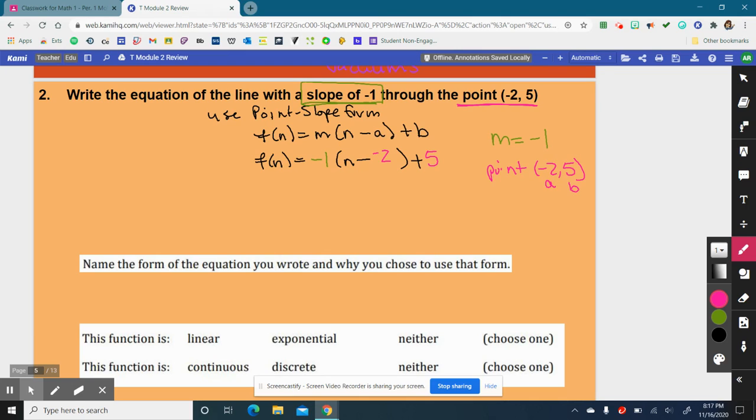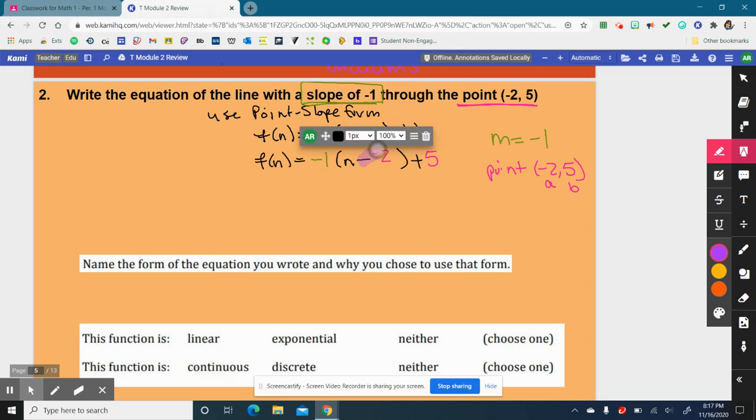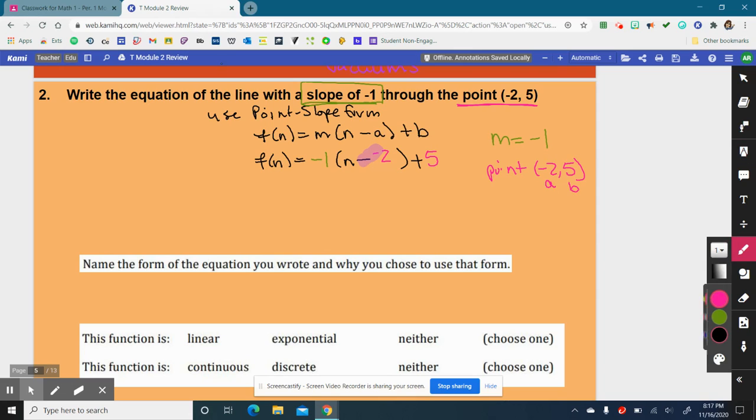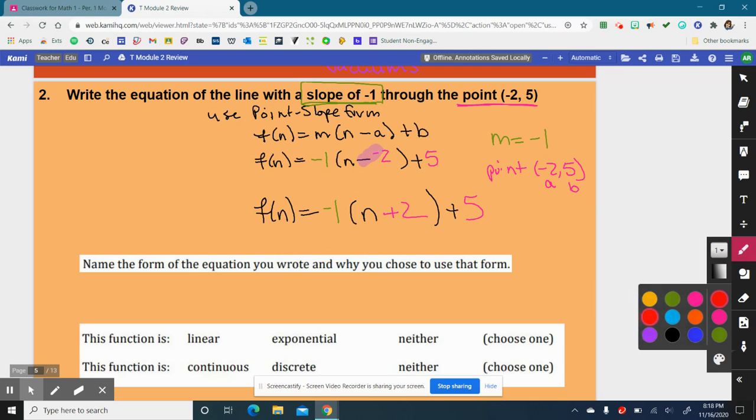But it's not okay for us to write minus a negative 2. Mathematicians would look at you like you're crazy. Two negatives make a positive. So when I rewrite my equation for my final answer, I get f of n is equal to -1 times the quantity n plus 2, close your parentheses, plus 5. Final answer. No ifs, no ands, no buts.